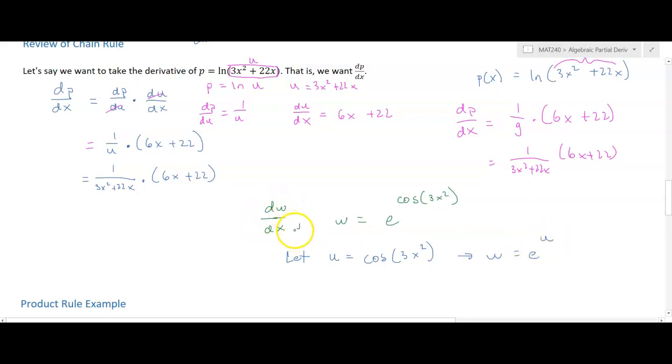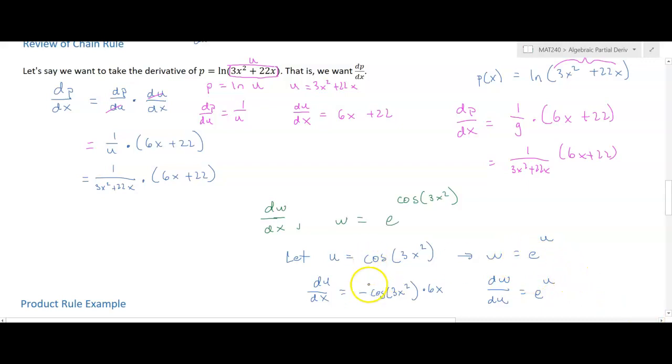And since I want dw dx, well, out of this expression, u equals cosine of 3x squared, I can really describe that as du dx, and the derivative of cosine of 3x squared is going to be negative sine of 3x squared multiplied by the derivative of what's on the inside, which is 6x. And I can also compute dw du, which is, well, the derivative of e to the u with respect to u is just e to the u. Well, we can see we were able to apply one of the formulas.